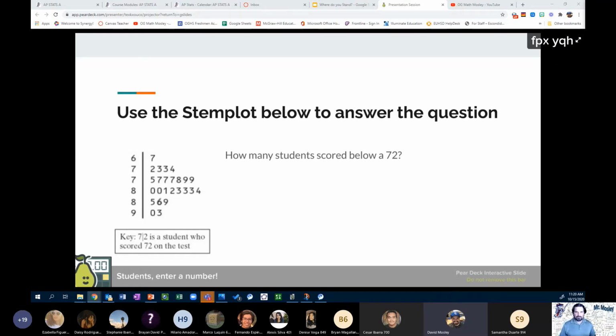You want to know how many scored below a 72, not 72 or less, strictly less than. We should not have negative numbers. Please, no negative numbers.